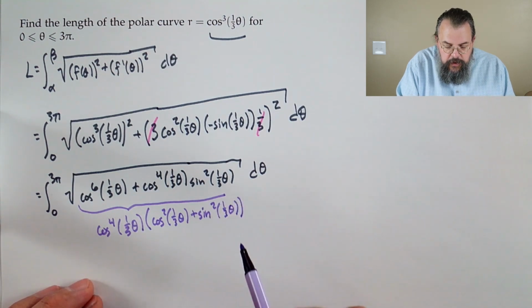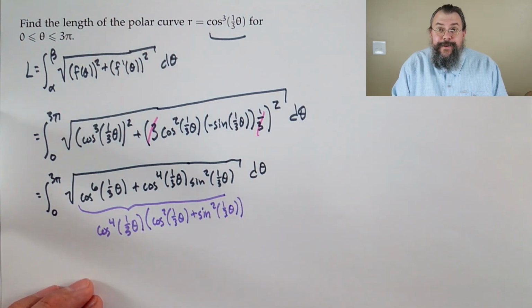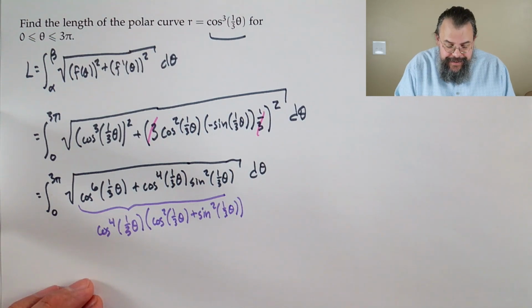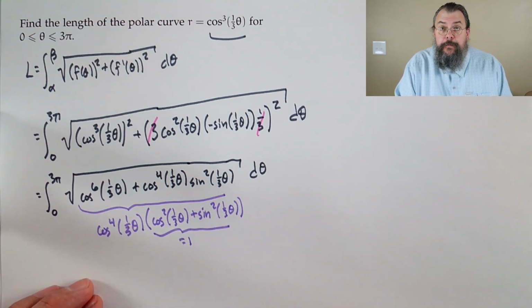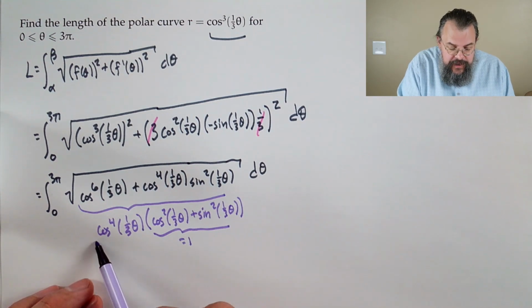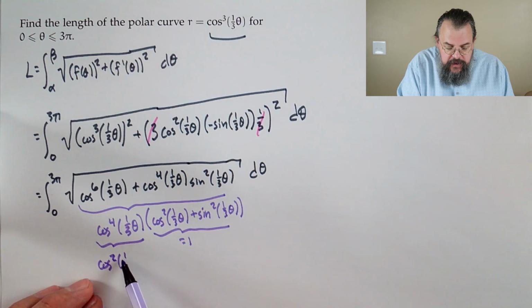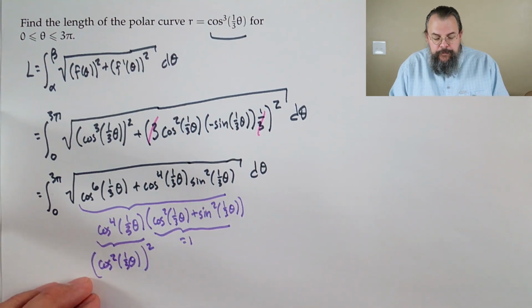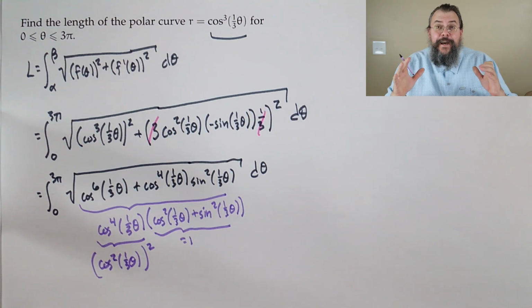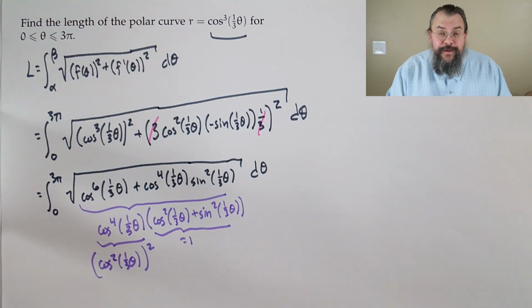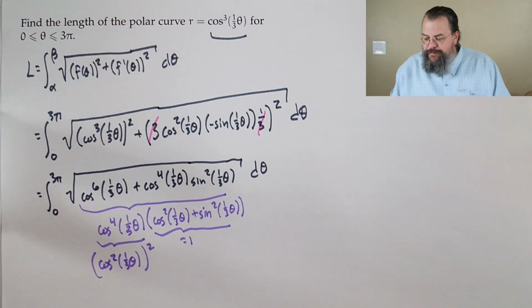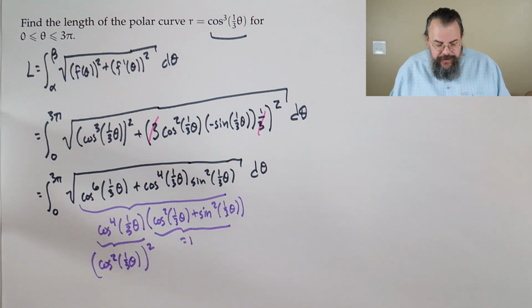And now we're like, what? Cosine squared plus sine squared? We know that. That is 1. Beautiful. And this cosine to the 4th, of course, this is really cosine squared of 1/3 theta squared. So that means that the term inside the square root is a perfect square. What a beautiful thing.